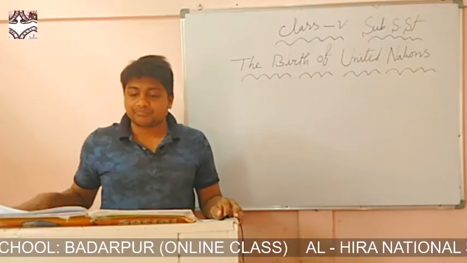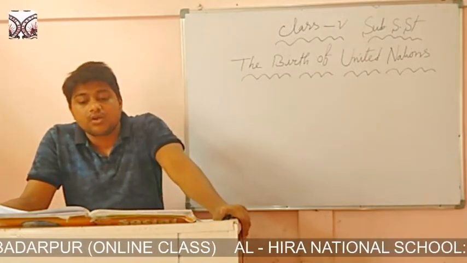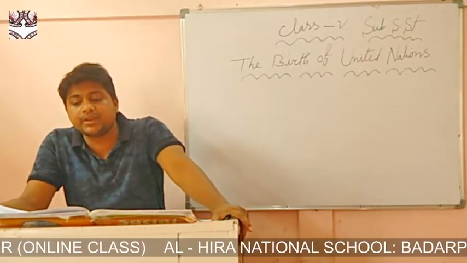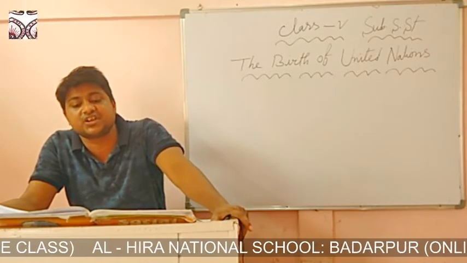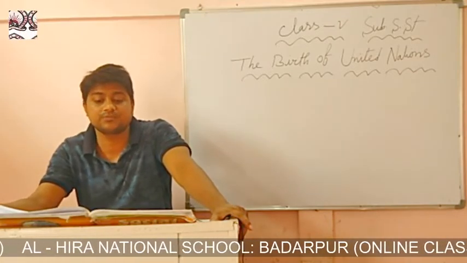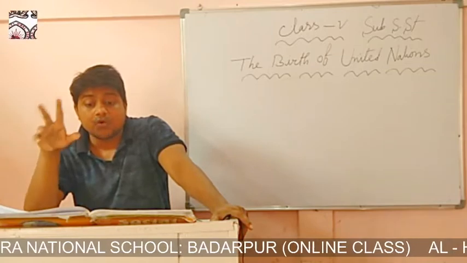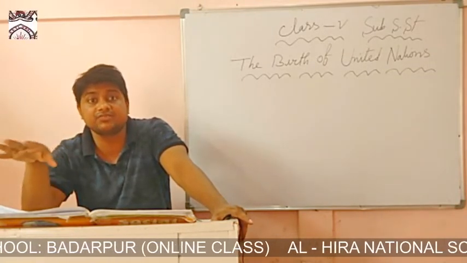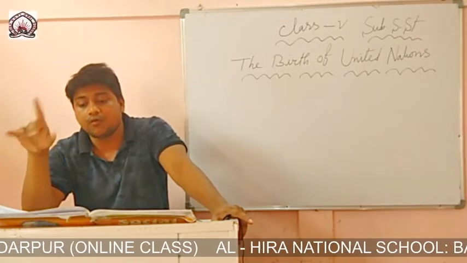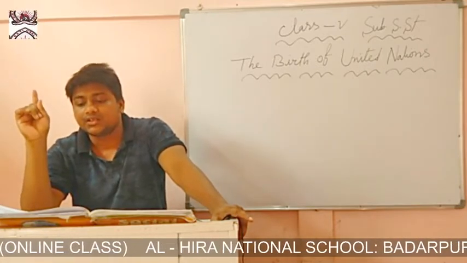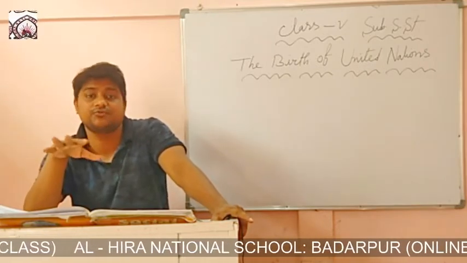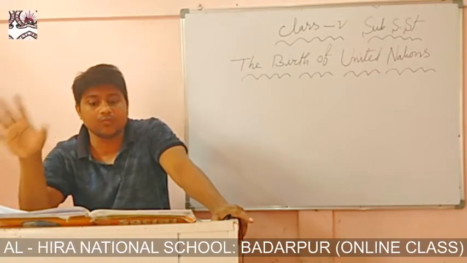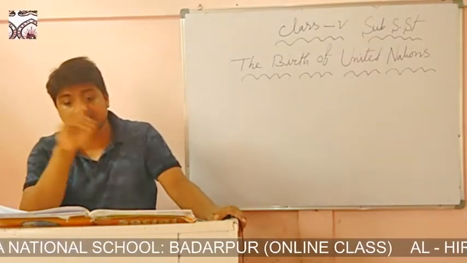See, number one, work for peace and security of every country of the world and save future generations from war. The first objective was what? To maintain peace and give security to the people of every country of the world, and save future generations from further war. This was the first objective at that time.